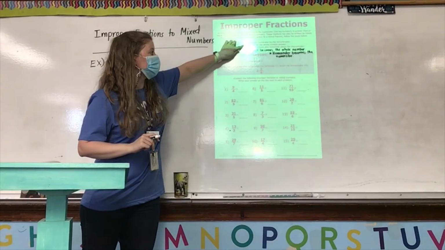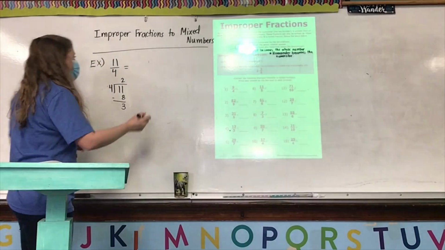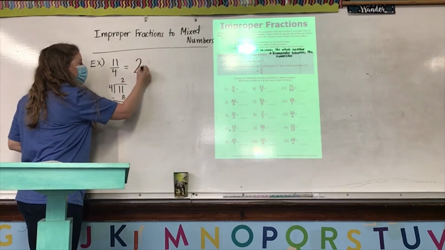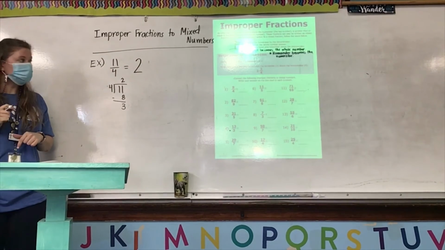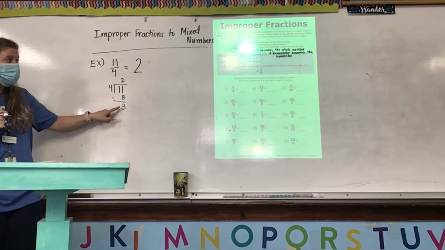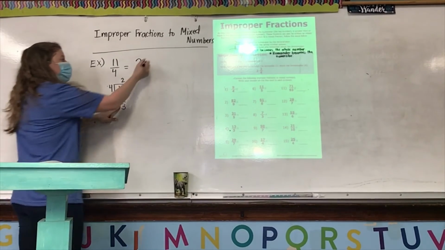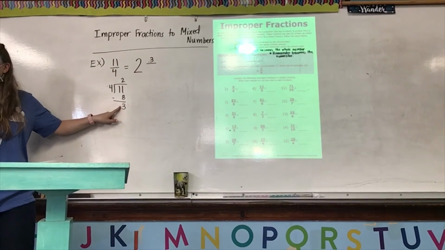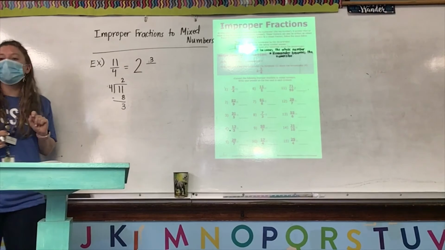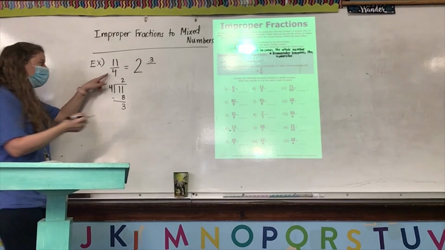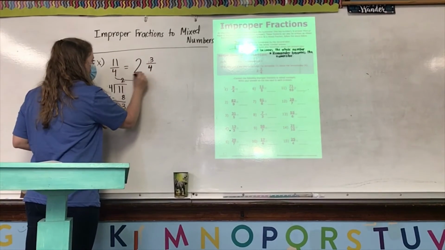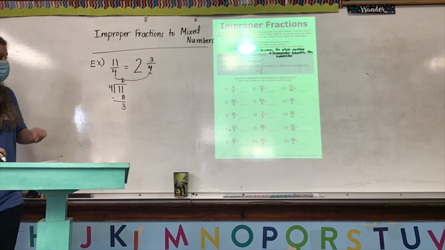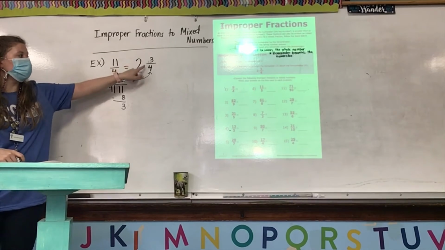Step 2 tells us the quotient becomes our whole number. Our quotient is 2, so our whole number is 2. Step 3 tells us that the remainder becomes our numerator. So our remainder of 3 is our new numerator. And we know the denominator never changes. So that means 11/4 is equivalent to 2 3/4.